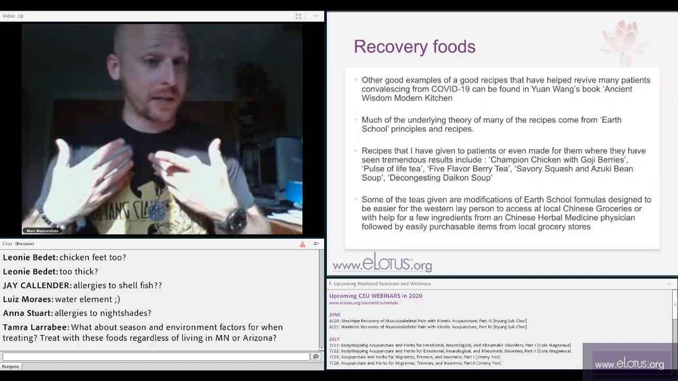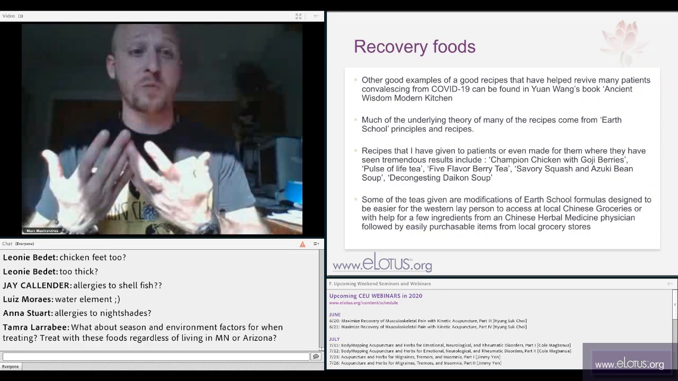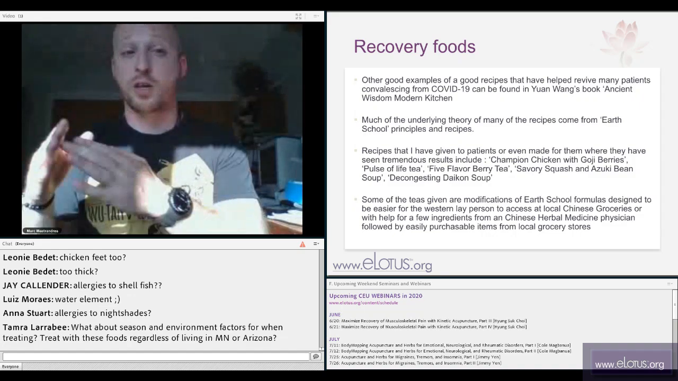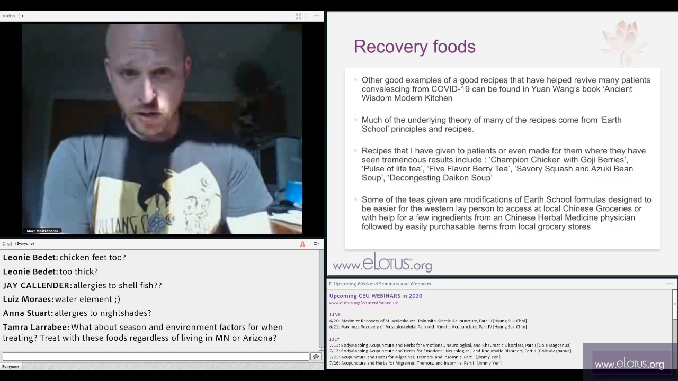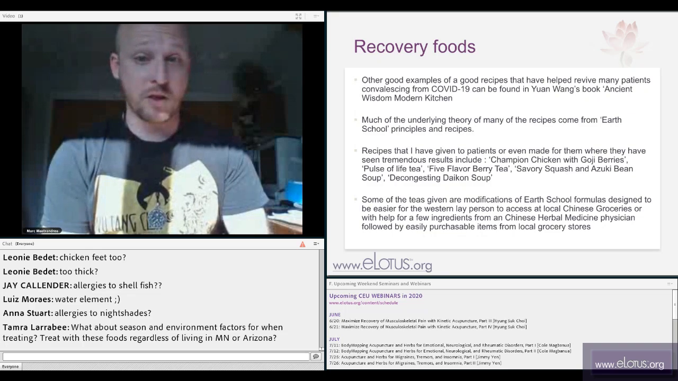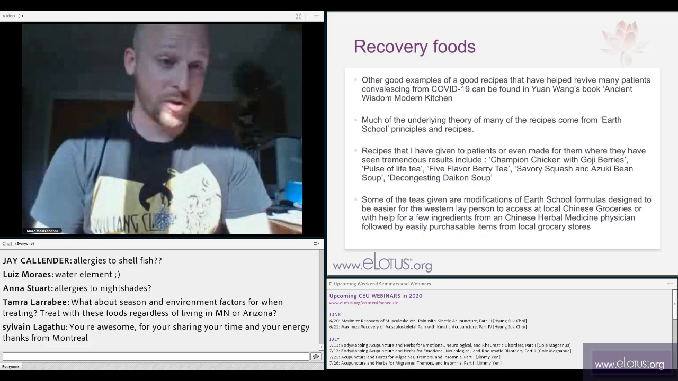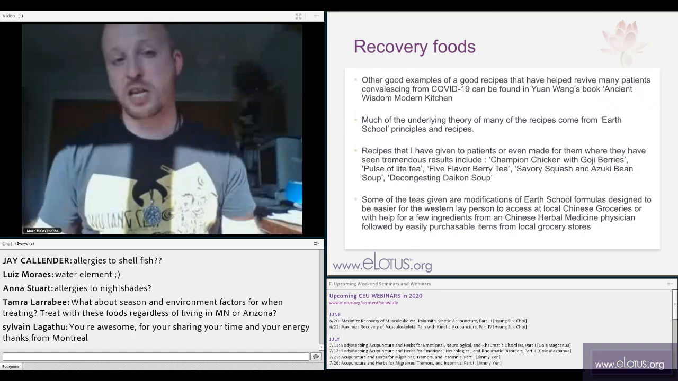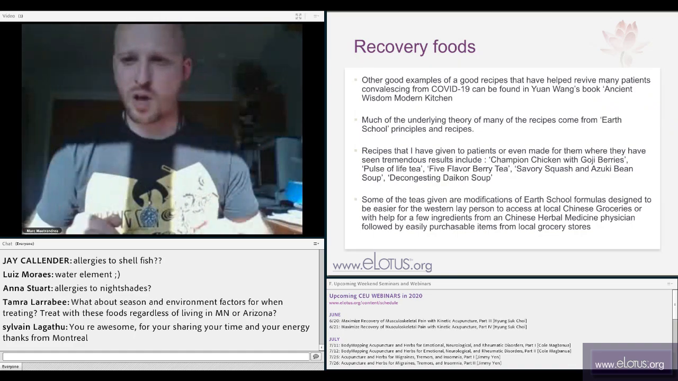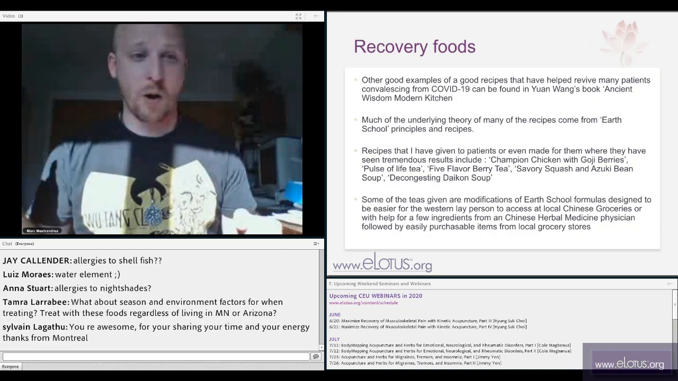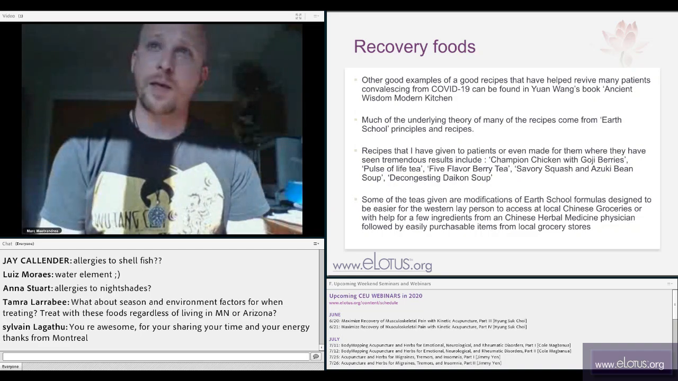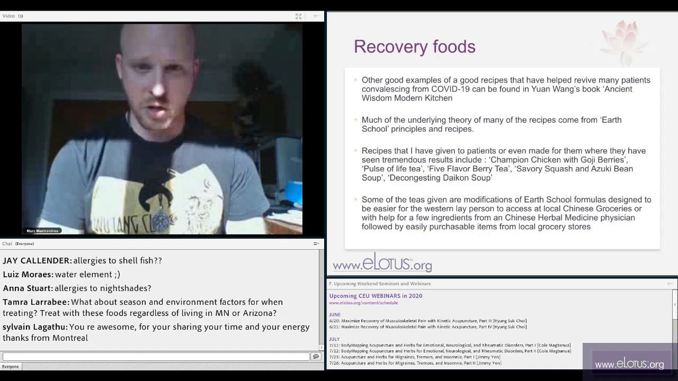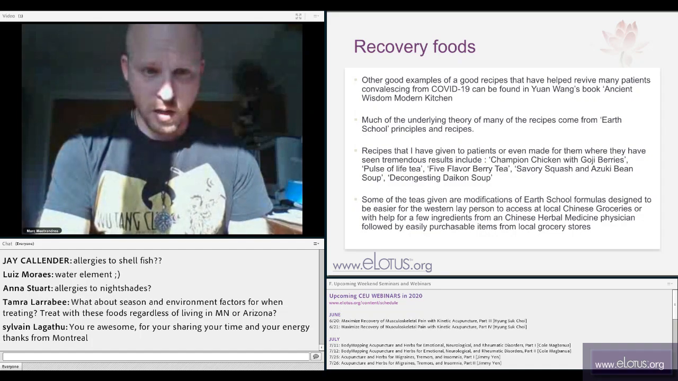Also in early stages, if they feel like something is coming in, you can do this. You can use a broth we give you. She also has broths in her book. Some of the teas given in the back of her book are modifications of old school formulas designed to be easier for Western people to make. You can get a few things from a Chinese grocery store, maybe even a Chinese herbalist. Nothing's major, you don't have to worry. It's not like Ma Huang or anything like that. It's like Mai Men Dong and things that are pretty simple that nourish the body.